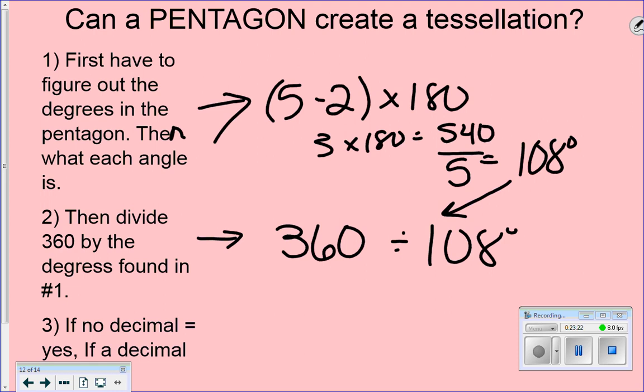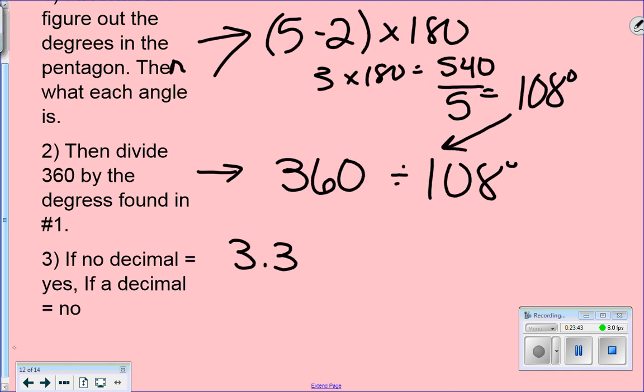So I already know off the top of my head 360 divided by 108 is going to give me a decimal. It's not going to come out as a whole number. Let's say it comes out to 3.3. 360 divided by 108 is 3.3. So it's giving me a decimal. So does it tessellate? No. That means I can't put pentagons together to make a circle. Does not work. I'm either going to have overlap or not quite enough.